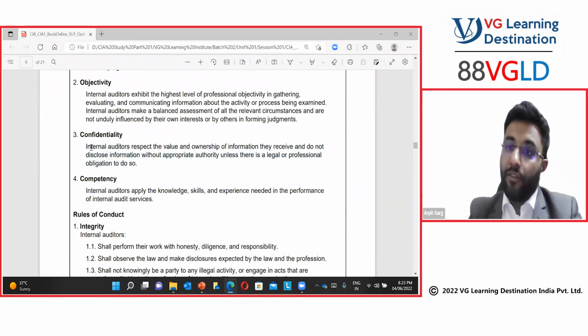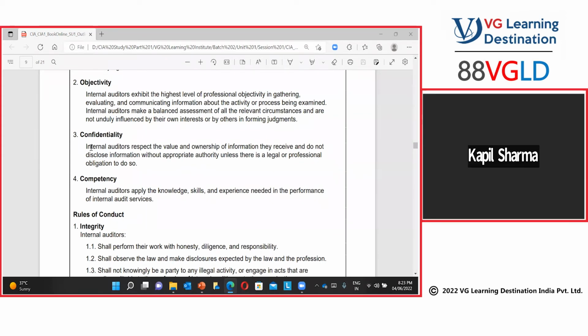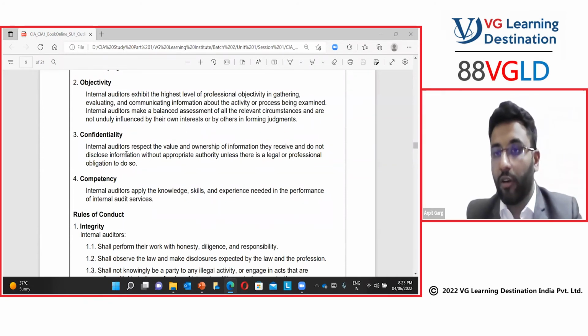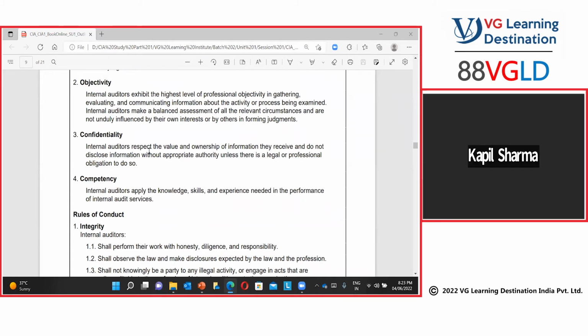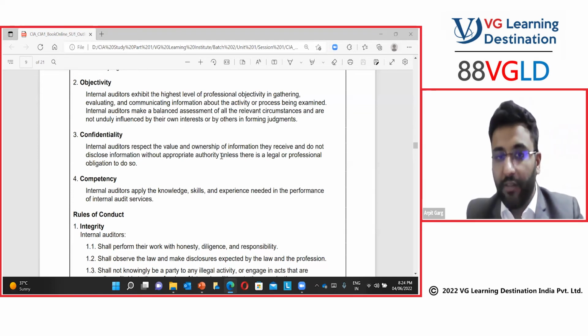So let's say there is a lot of information that we have seen during our internal audit. And let's say there is a legal court order that says you must disclose this information. Can we as employees do that? Yes, definitely. Please remember that we can do that. The standards and even the code of ethics clearly say that if it is a legal or professional obligation to do so, we can share the information. If it is a court order, then we can share the information. Okay, so internal auditors respect the value and ownership of information they've received and do not disclose information without appropriate authority. So what is appropriate authority?